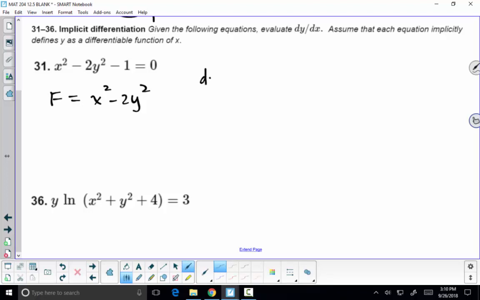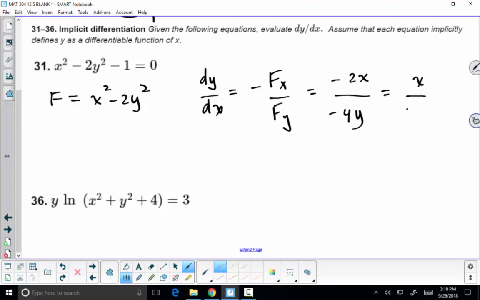So we're going to say that dy/dx is going to be minus f sub x over f sub y. So minus f sub x is minus 2x. And then f sub y is minus 4y. So we end up with x divided by 2y. That will be our dy/dx. So that's the slope of the tangent line along that curve.